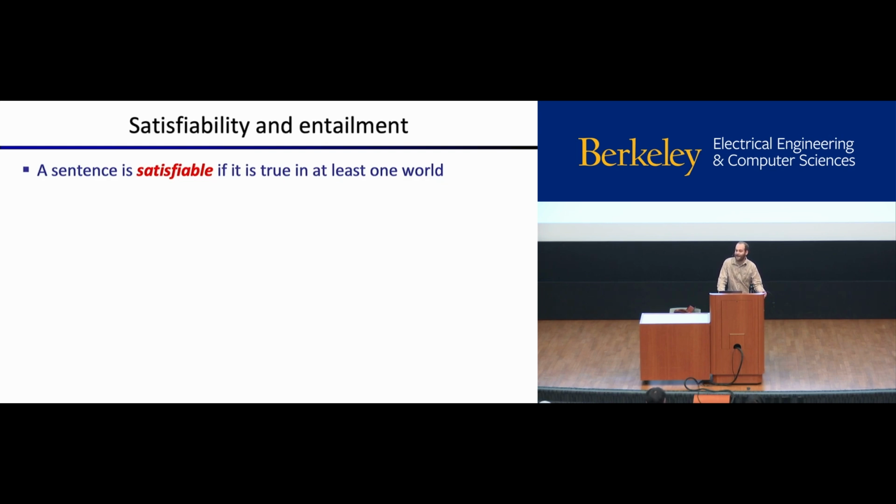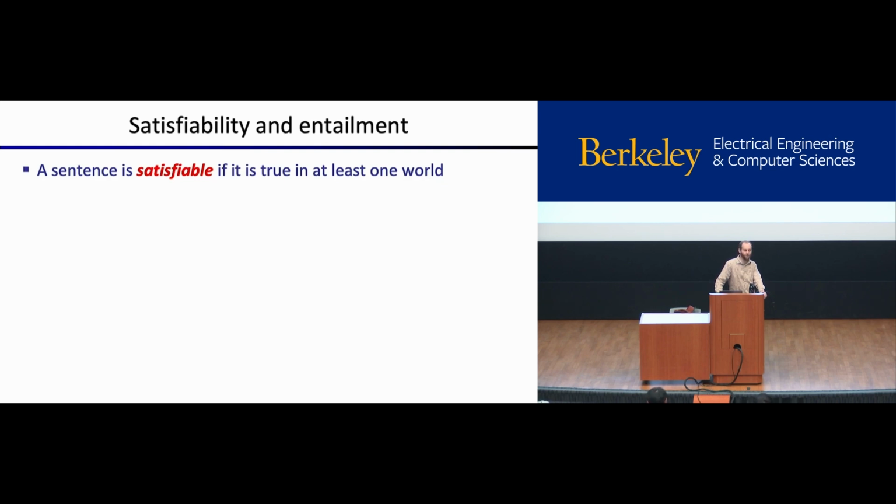Is the sentence A and not A true? No, because if you set A to be true, then it doesn't work. And if you set A to be false, it doesn't work. There's no way to assign values to the variables in order to make it true. So the sentence A and not A is unsatisfiable. Questions about satisfiability?